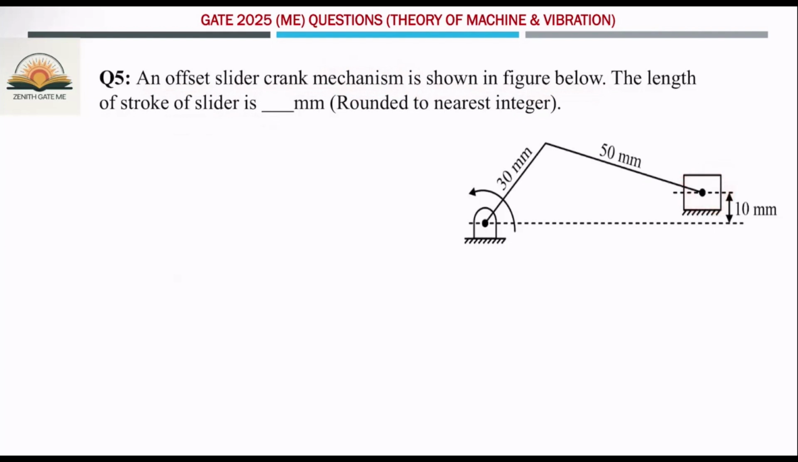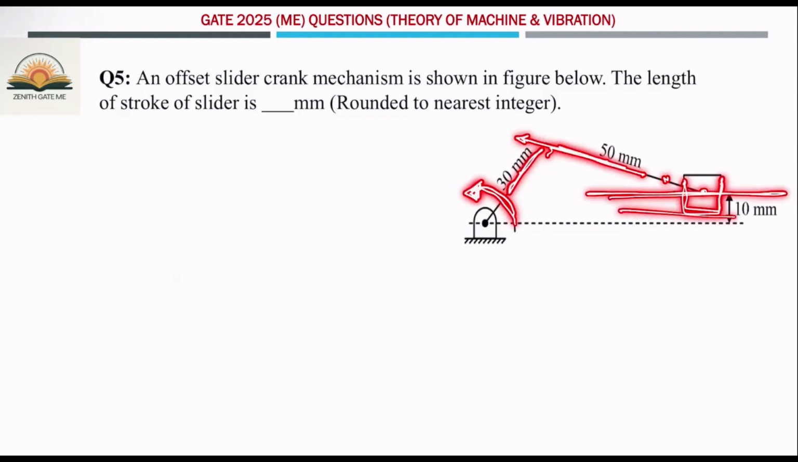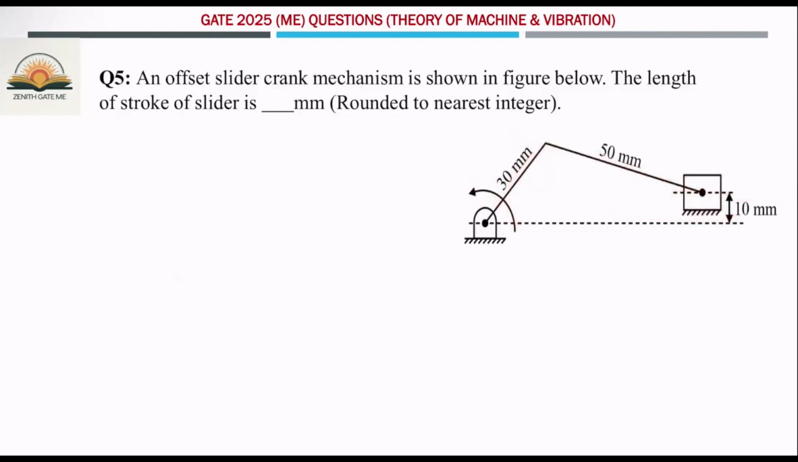So what is happening actually, this crank is rotating with a certain angular velocity. This crank is connected with a connecting rod, and this connecting rod has a joint with the slider. Once the crank is rotating in this direction, this connecting rod will also move. That means the slider will move along this particular axis. Okay, it will do a translation motion along this axis.